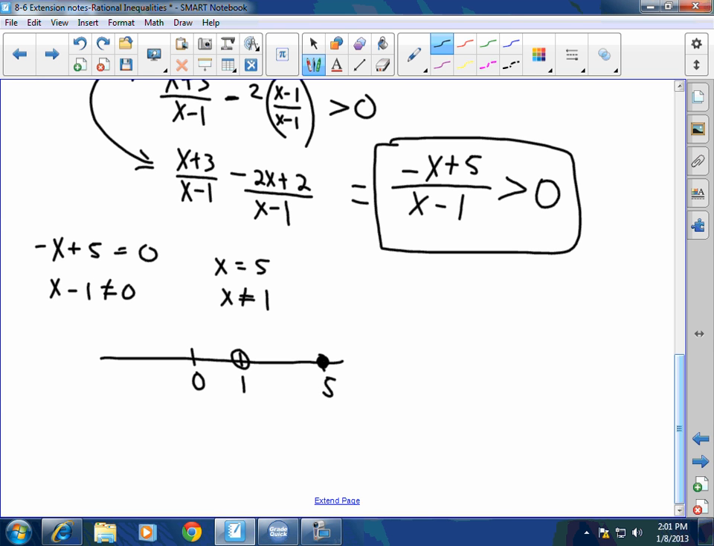Because when I'm finding my x value and the x value that it cannot be, I always set it equal to 0, not greater than or less than. When I find these two points here, I'm setting the numerator equal to 0, regardless of the inequality sign. And then I'm setting the denominator not equal to 0, regardless of the inequality sign. Great questions. Do I continue?